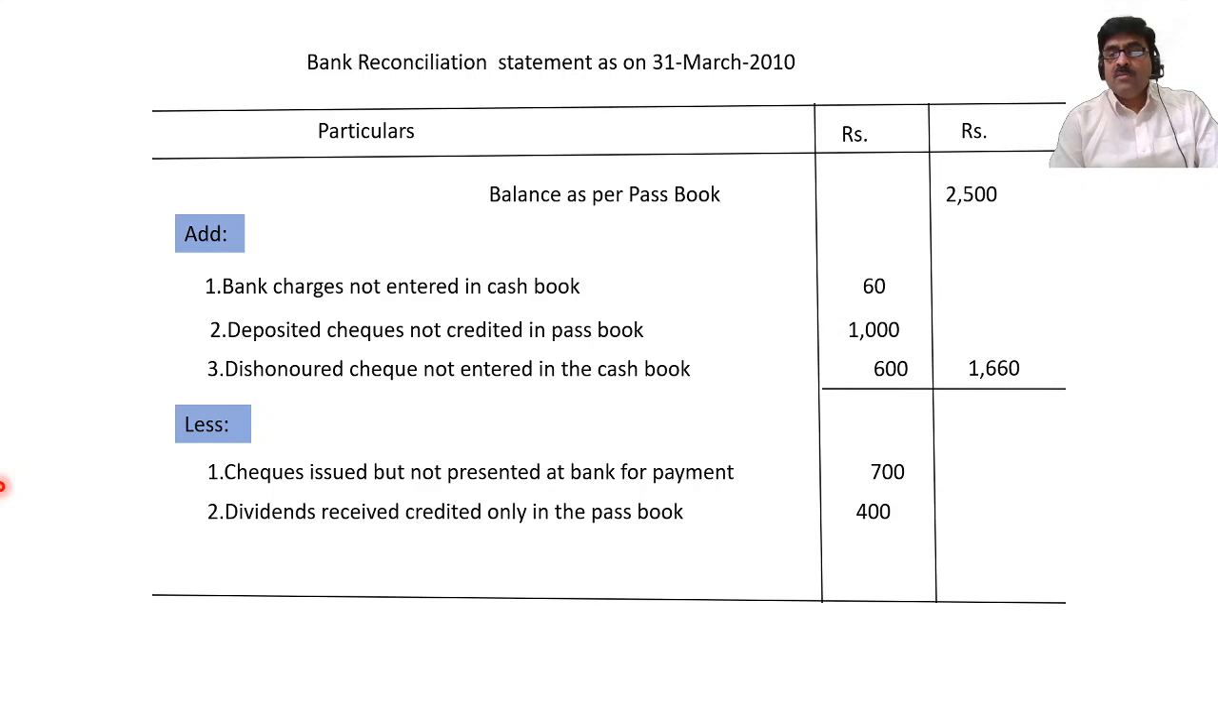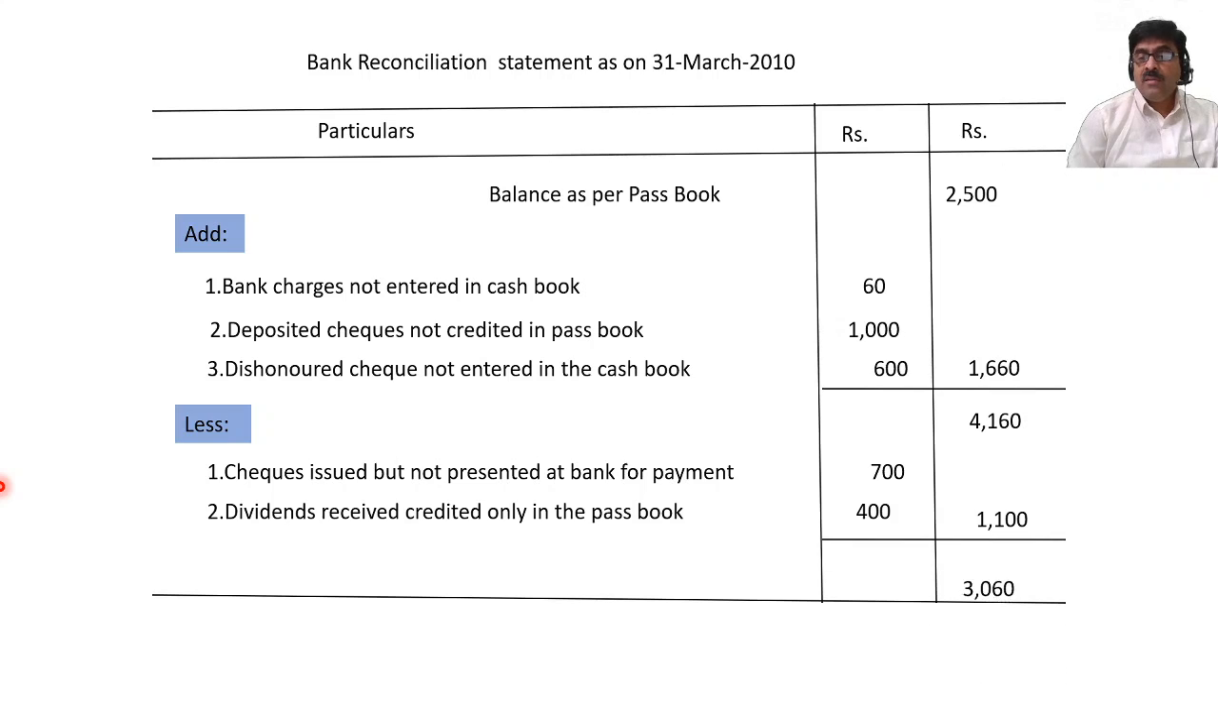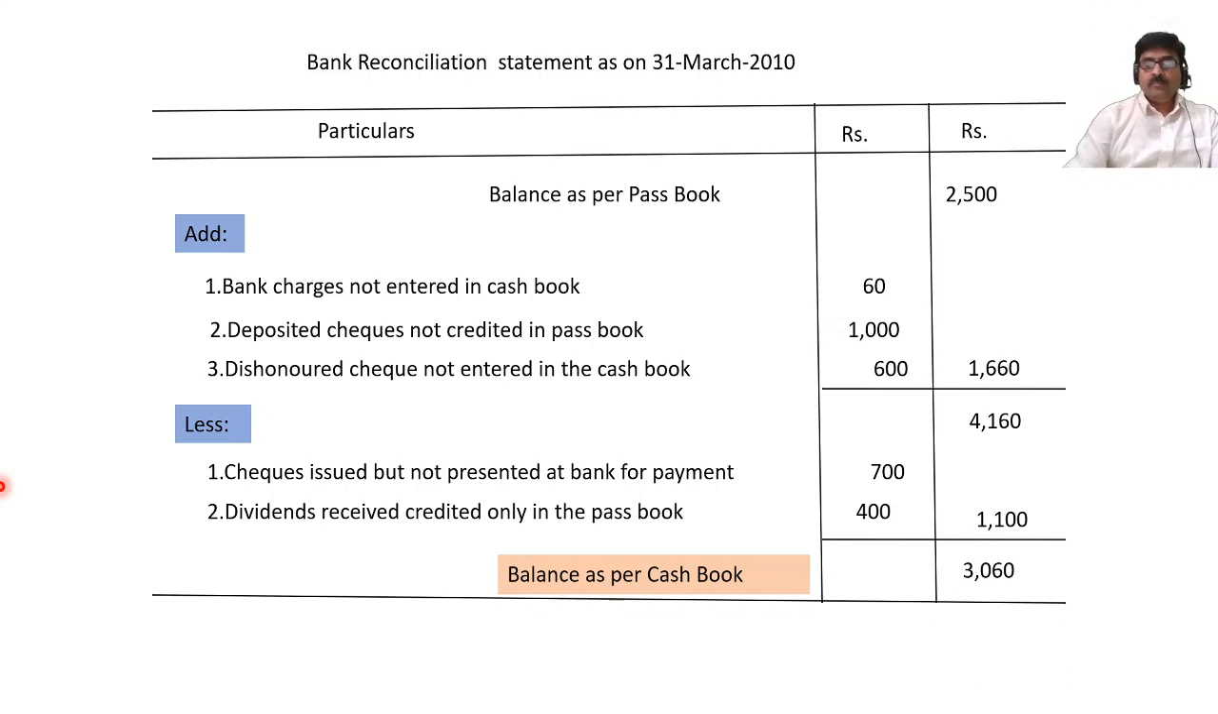The total is 1600. If we add this amount, the total is 4160. Now deduct 700 plus 400, 1100. That is 3060, the balance as per the cash book.